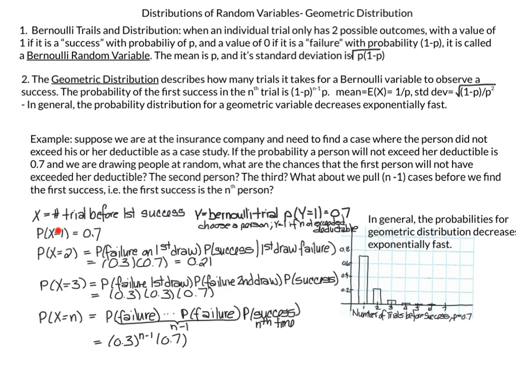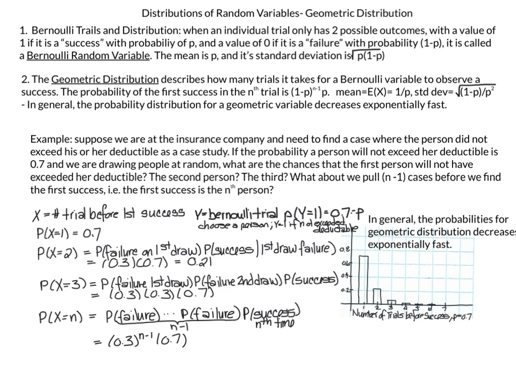So the probability that x equals 1, that the first file we draw is someone who has not exceeded their deductible, is just p. And also we should say this is equal to 0.7. So we're using the probability from the Bernoulli variable, 0.7.